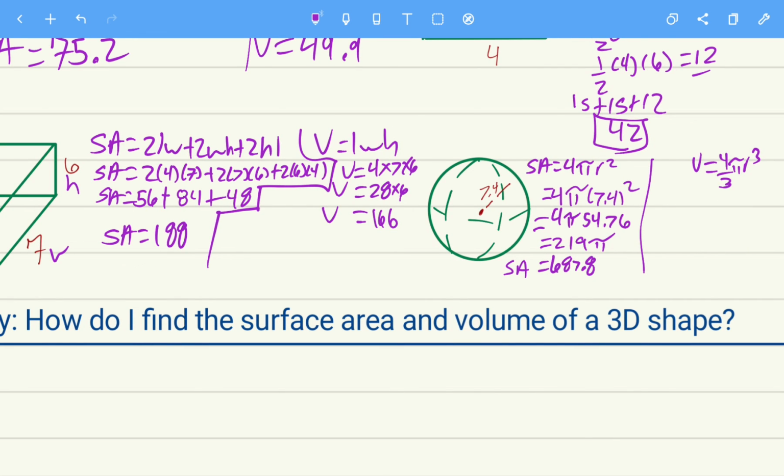Now our volume is 4/3 pi r cubed, which gives us 4 divided by 3 times pi times 7.4 to the 3rd power. Let's cube the 7.4 to get 4/3 pi times 405.2. Multiply 4/3 by 405.2 to get 540.3 pi. You can leave it like that or multiply by pi to get 1696.5. And that is our volume.